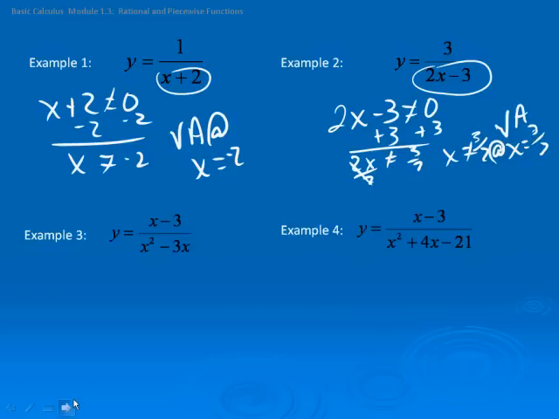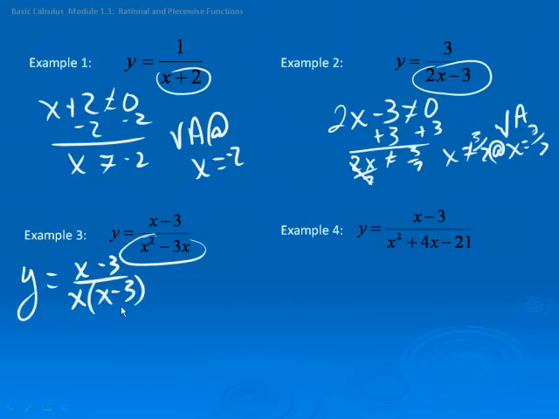Our next example, I see something in here that looks factorable, so let's go ahead and factor that. So we've got x minus 3 on top. We've got x. I have to factor an x out of that. Okay, now here we're going to have two restrictions.